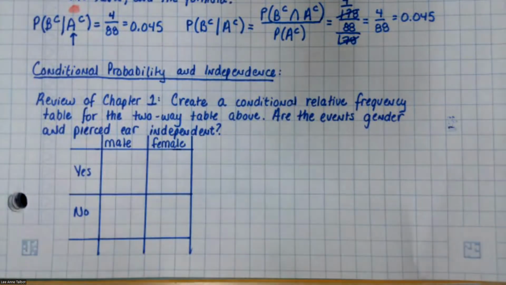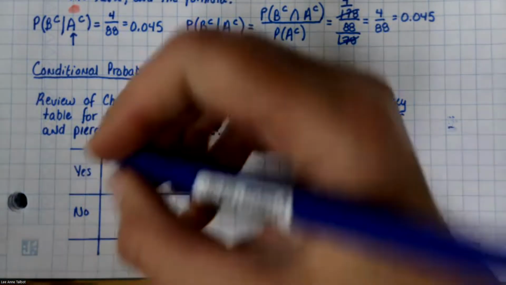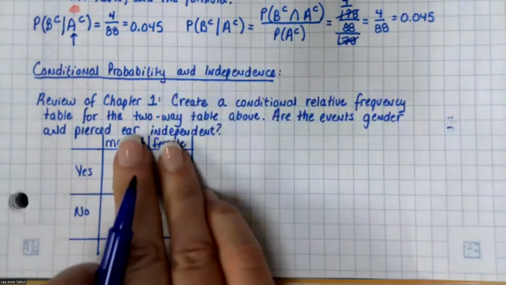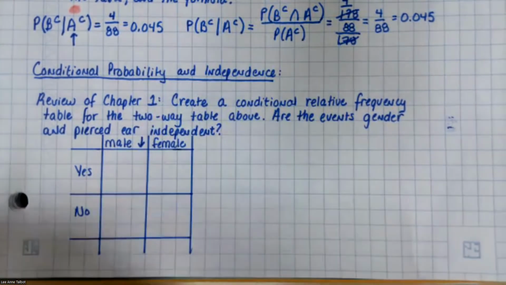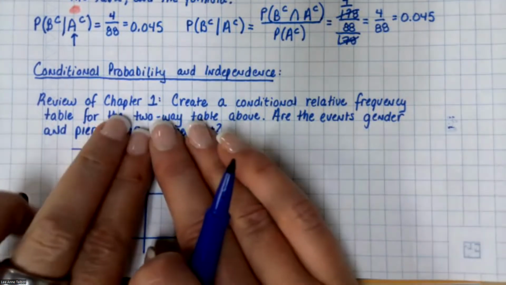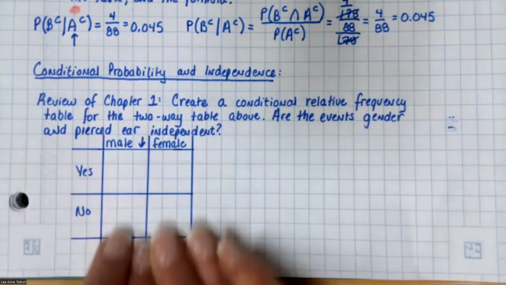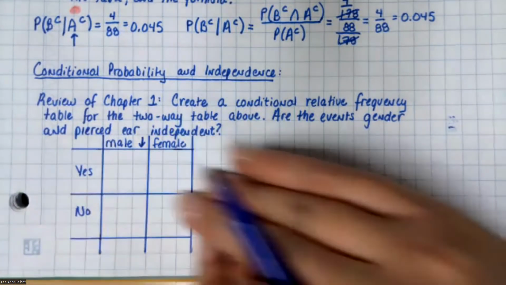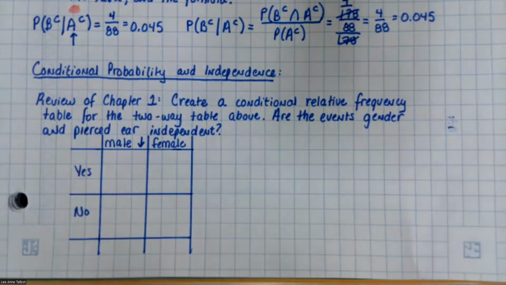Okay, so what that does for us, it tells us which way to divide for our conditional relative frequency table. If you remember from chapter 1, that was a thing. You had to figure out what the explanatory was. If it was at the top of the table, you divided down, and if it was at the side, you divide it across. Do you remember? It's really old.